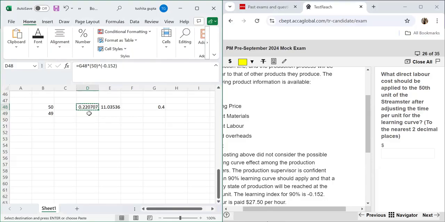Similarly, we'll be working it out for the 49 units. So for 49 units, I'm just going to replace this. This has to be G48 and this needs to be made 49. So for 49 units, this is the average time. And now to calculate the total, again, I'm going to multiply this with 49 units. So the time that it has taken for the 50th unit is nothing but the difference between these two, which is these many hours. And this needs to be multiplied by their hourly rate, which is 27.5, to arrive at the final answer of 5.15.